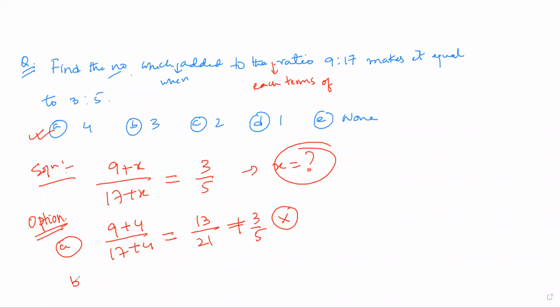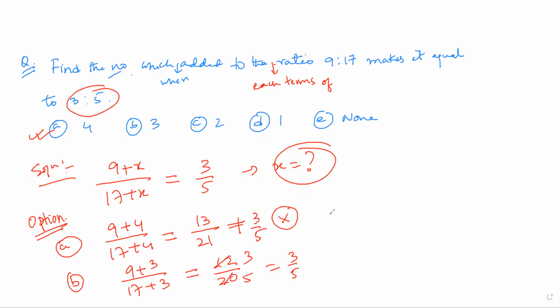Now let's move to the B option. 9 and 17 plus 3 gives 12 and 20. Cancel out the 4: 3 and 5. This matches the question. So option B is the correct answer. Right? That is the option method.